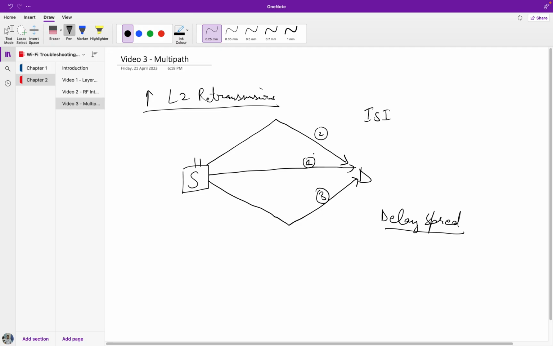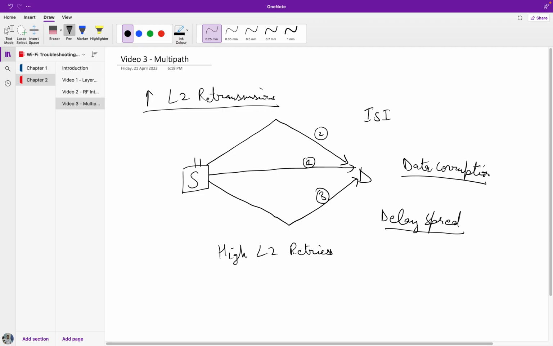Because of that, the receiver can have problems demodulating the RF signal's information, because it's reaching in different directions and this can cause a lot of demodulation problems for the destination, and thus can cause data corruption. Now if data corruption happens, the destination will not send an acknowledgement back because it's not able to decode properly, which will result in high L2 retries.